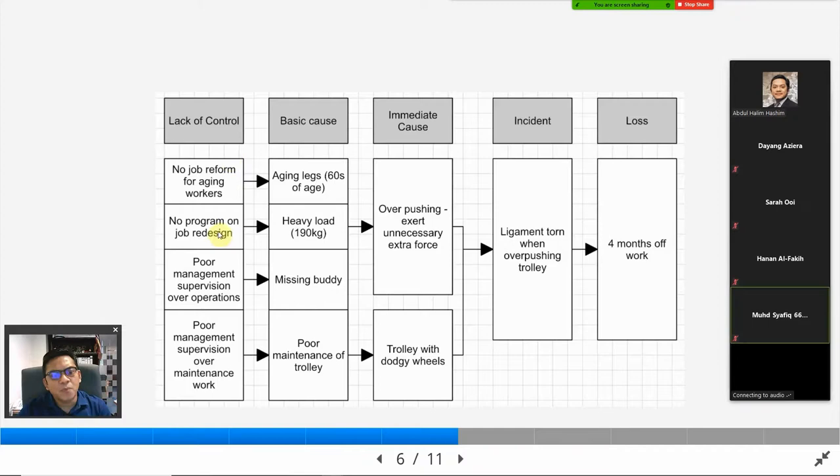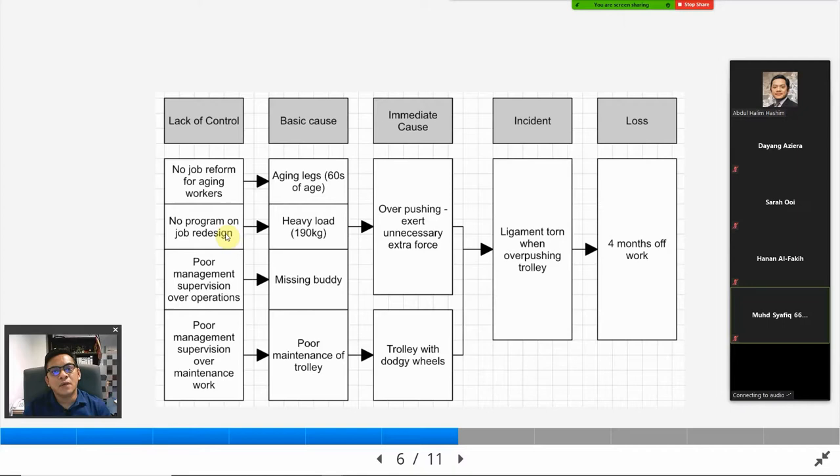There might be no program from the part of the organization, the bosses or the management, to redesign the job. For 20 years, the same trolley, the same load, the same technique, the same method, the same SOP. There is no review, or investment on how to make it more efficient or safer. For example, instead of using a trolley, they might use something automated, or maybe a carrying machine that can handle heavy loads, or a trolley with bigger and stronger wheels.